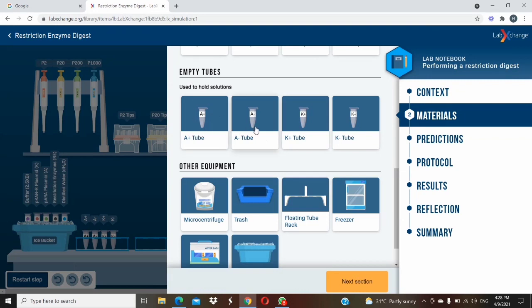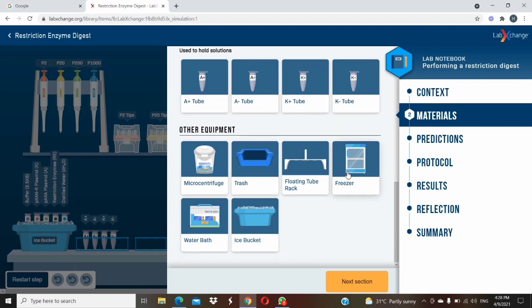Empty tubes. Here we have 4 empty tubes with the labels A positive, A negative, K positive and K negative. And then we have other equipment such as a microcentrifuge, which can be used at high speed to collect the liquid at the bottom of the tube for easy transfer, a brush to eject the micropipette tip, a floating tube rack to hold the solution tubes on the lab bench and inside the water bath, and a freezer set at negative 20 degrees Celsius, which is used to store the solution for later use or analysis.